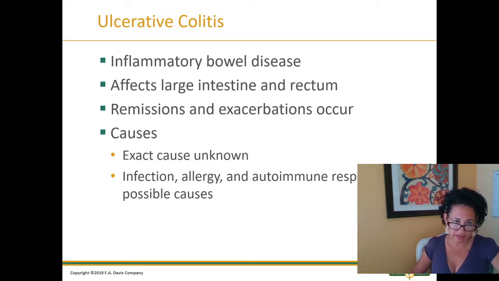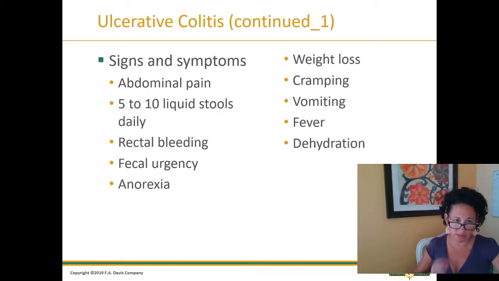Ulcerative colitis. Okay, as well, they can go into remission and then have exacerbations, flares. Flares is what I'm trying to say. So if they're having a flare-up, it can be infection, allergy, autoimmune response. Possible causes can be something else in the body happening that causes the ulcerative colitis to have a flare.